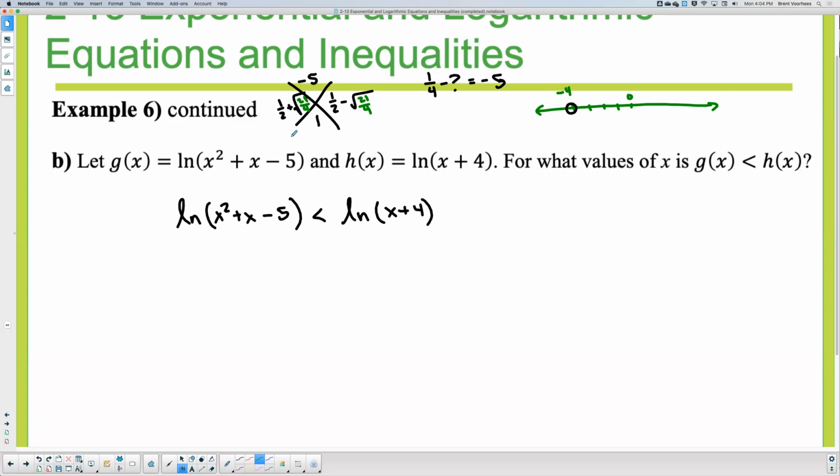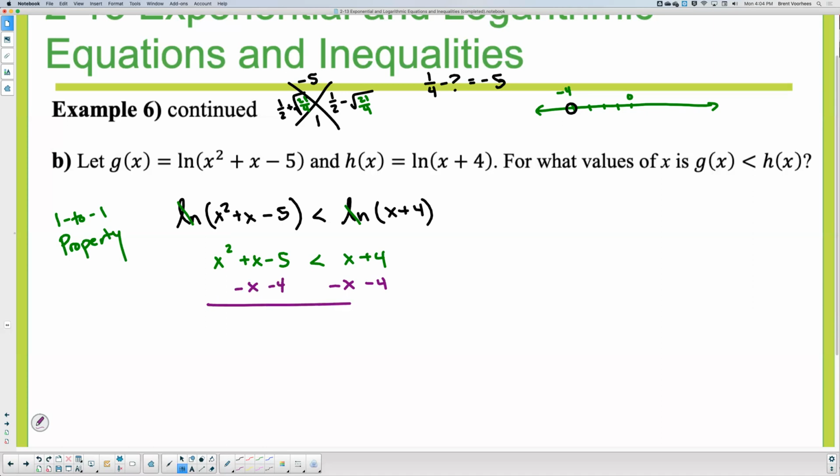Well, I'm going to do the math here and then we'll simplify that later. Let's do the one-to-one property. We should really just look at the graphs to figure out the answer first, just to make sure we do it right. But x squared plus x minus 5 is going to be less than x plus 4. I'm going to combine my like terms. Subtract x and subtract 4.